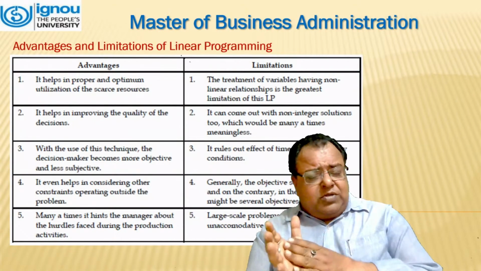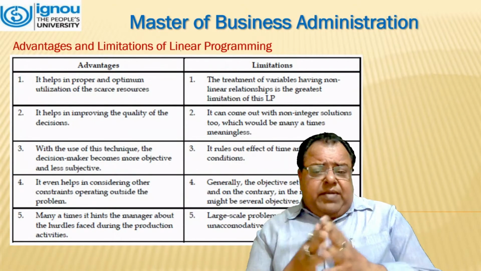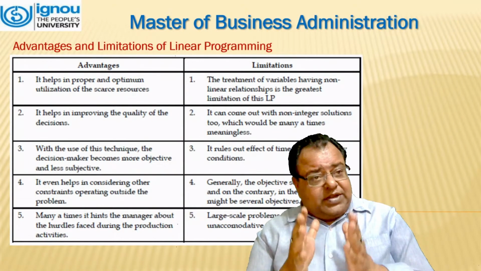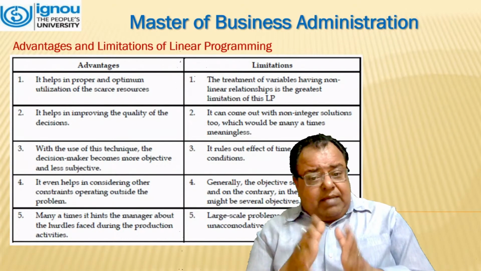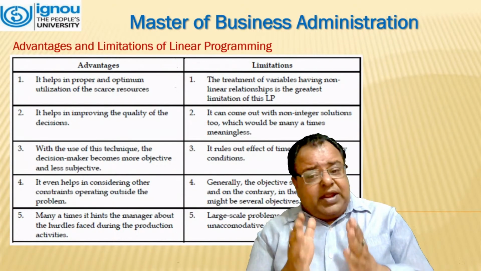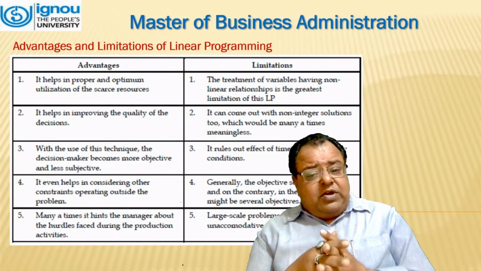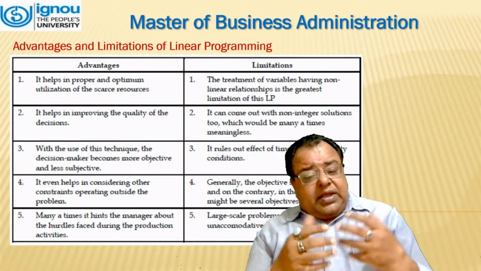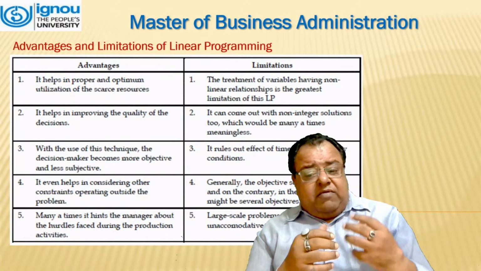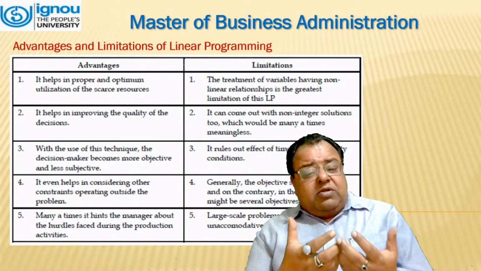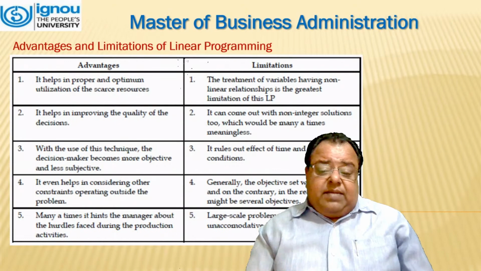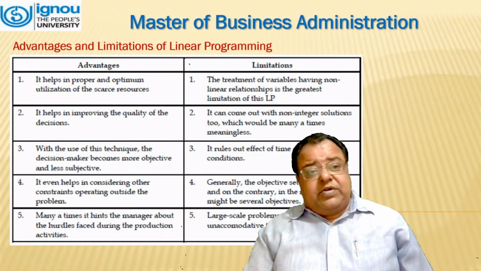And if we talk about the limitations, the treatment of variables having non-linear relationship is the greatest limitation of this LPP. It can come out with non-integer solutions too, which would be many a times meaningless. It rules out effect of time and uncertainty conditions. Generally, the objective set will be single, and on the contrary, in real life, there might be several objectives. Large scale problems tend to be unaccommodative to solve by LP.